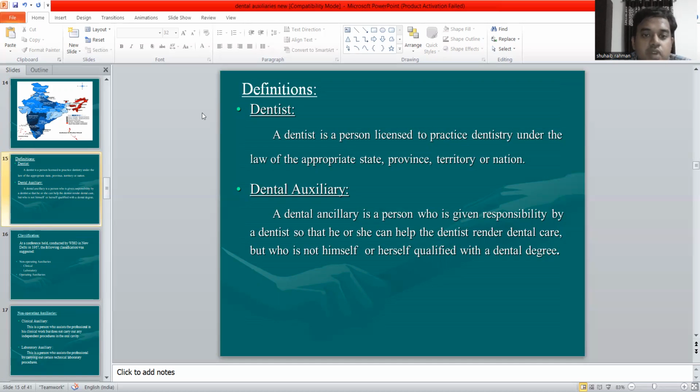Coming to definitions, how are you going to define a dentist? A dentist is a person licensed to practice dentistry under the law of the appropriate state, province, territory, or nation. That's all. A dental auxiliary, or dental ancillary, is a person who is given responsibility by a dentist so that he or she can help the dentist render dental care, but who is not himself or herself qualified with a dental degree.